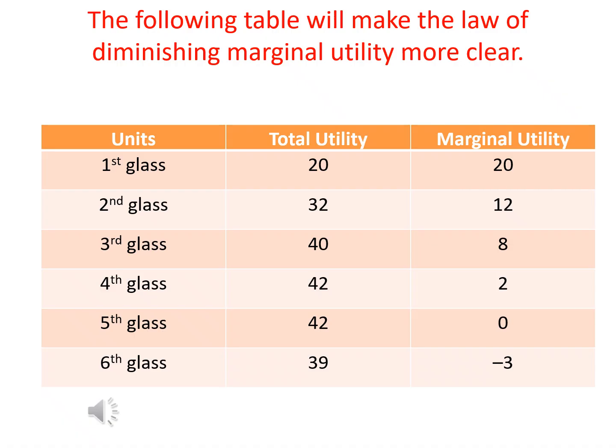Now observe the point where the marginal utility curve touches the horizontal axis, also known as the x-axis. The slide explains that the marginal utility of the fifth glass becomes zero. This point is called the satiety point. What is the meaning of the satiety point? It is the stage where the consumer has achieved maximum satisfaction from consuming the commodity.